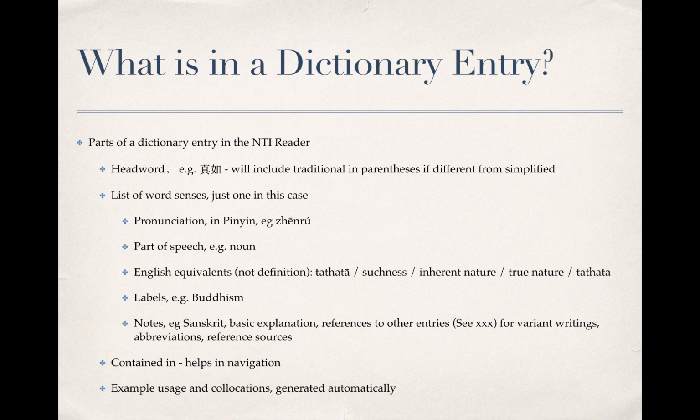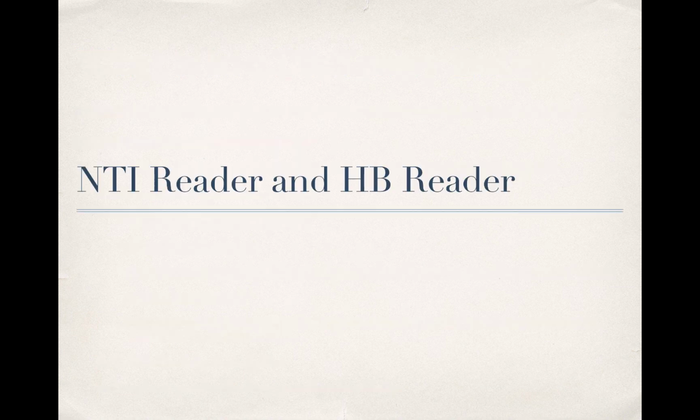If it's a variant writing, you would see a C pointing to the main entry for the standard writing of the term, then abbreviations for reference sources. Then down below, you see some auto-generated areas that relate the word to its use in the canon. For example, showing how the word is used, showing which words tend to occur with it in general, and what other words contain this word.